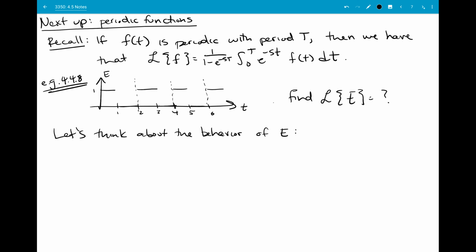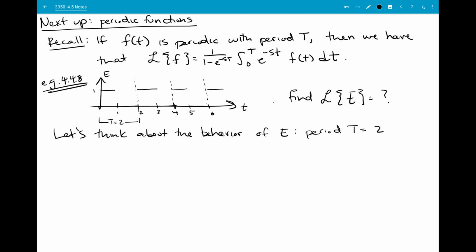If I make all my cuts at 2, 4, 6, all the even numbers, then my picture of e is always the same. So I know that right here is a period, and that period length is 2. And that's a period, and that's a period as well. So it has period T equals 2. That's the first thing that I need in order to use my property.